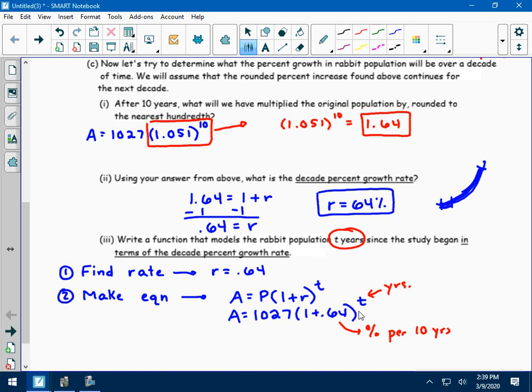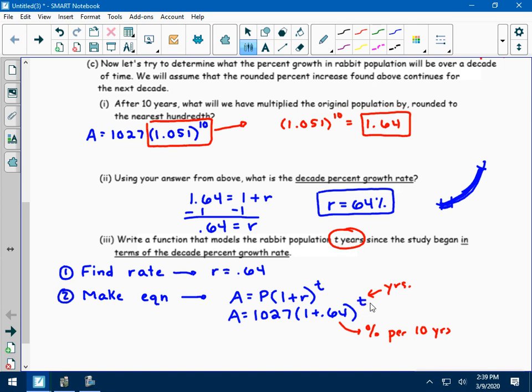So here's our problem right now. Our percent that we're using, our rate, doesn't match the units on our years. If I plugged in 1 for T, it shouldn't be going up 64%. In 1 year, it should be only going up 1/10 of that percent. So you have to make it agree.